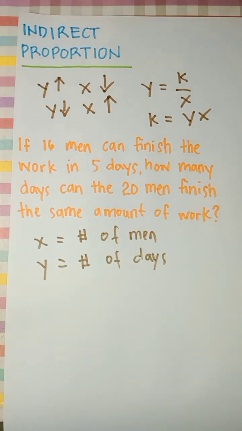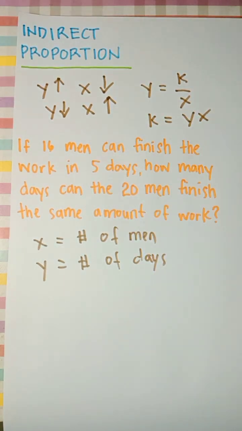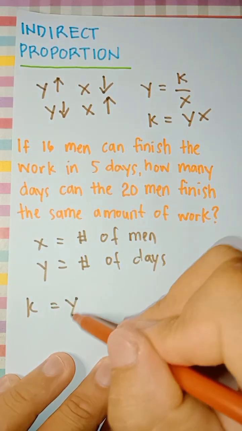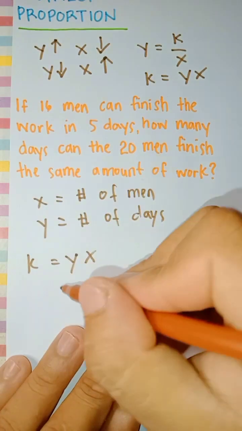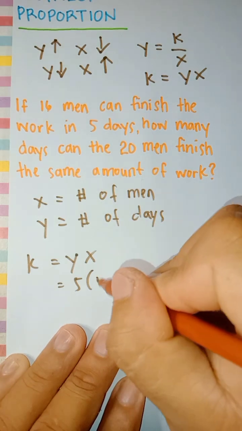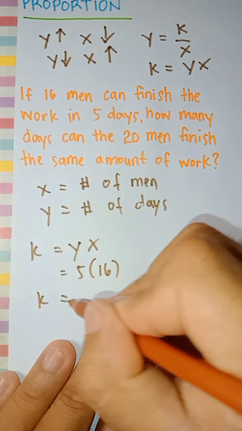Now, initially, 16 men can finish the work in 5 days. So k is y times x. So y is 5, then x is 16. Now 5 times 16 is 80.